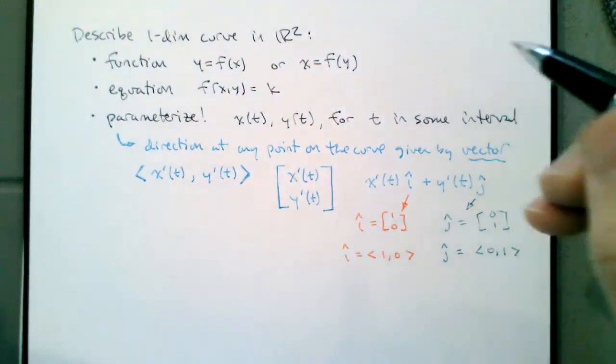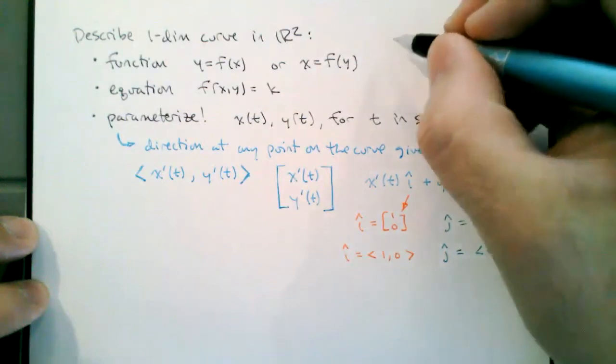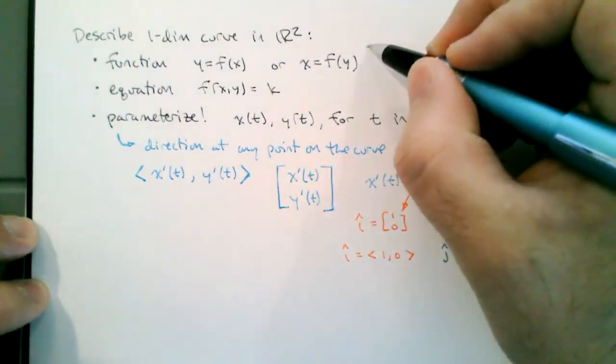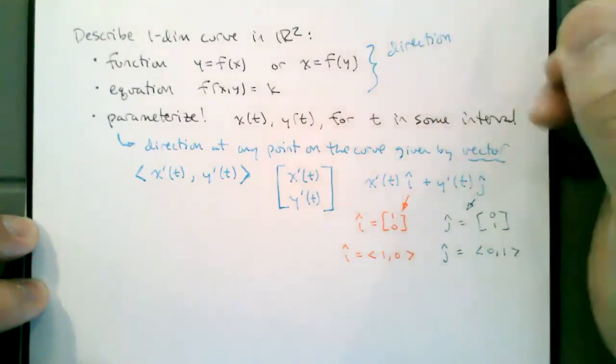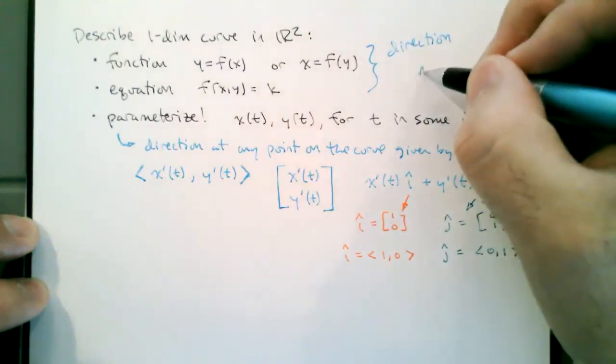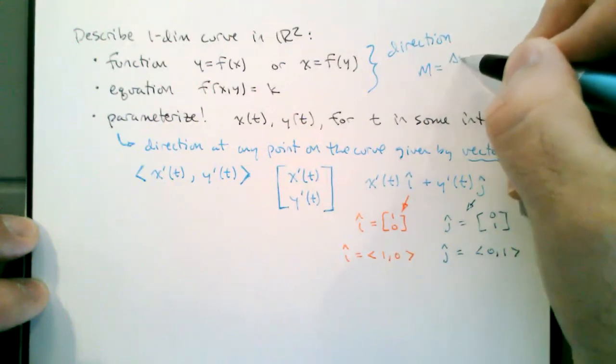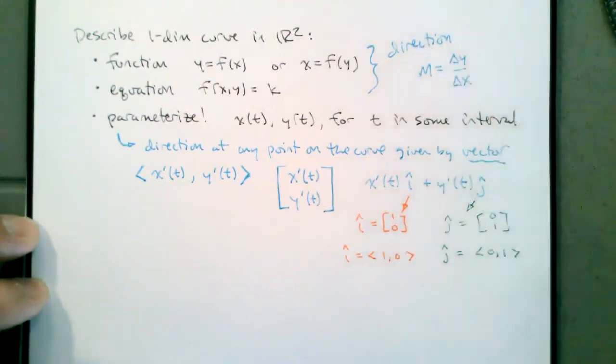So in these first two, we describe direction as m, and we just use change in y divided by change in x.